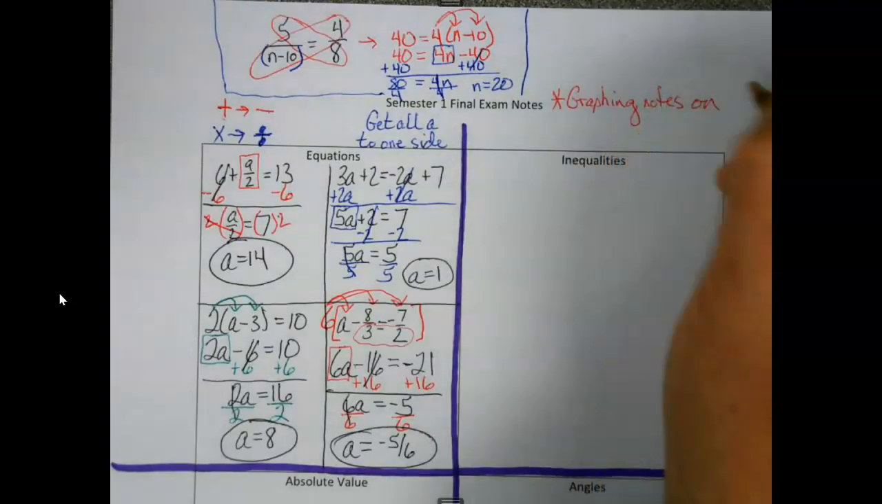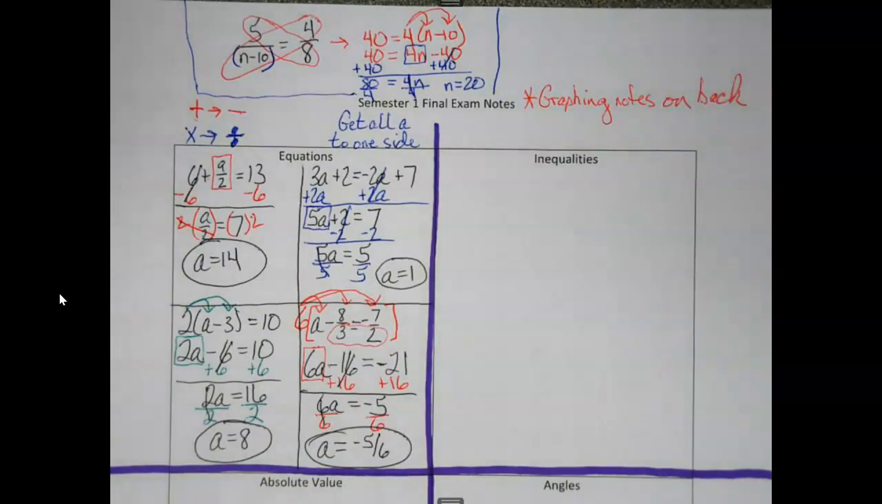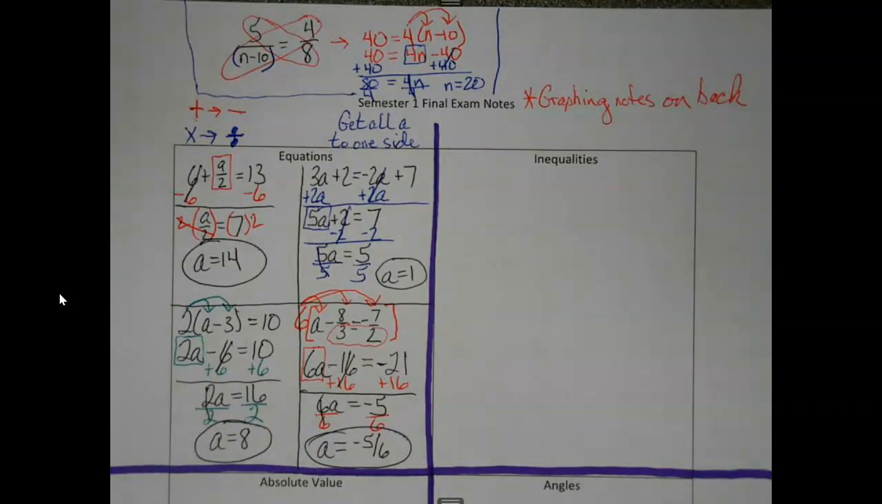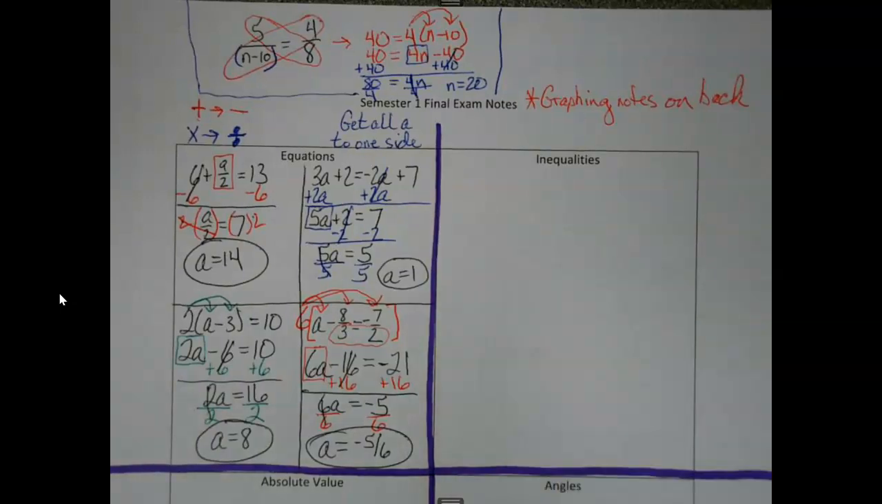If you're going to have things in different parts, it's wise to let yourself know that they're there. So you're not looking at inequalities while you're taking the final and going, crap, I wish I had done something with the graphing. Well, you did. You just put it in a different spot.